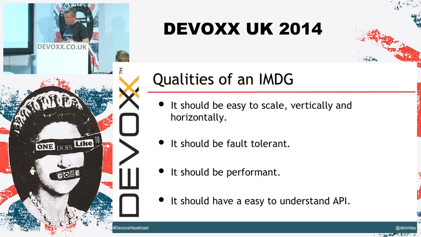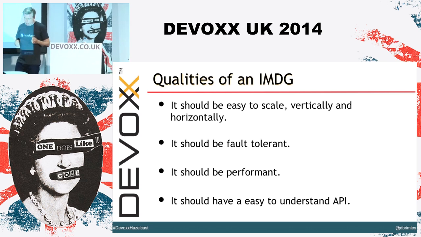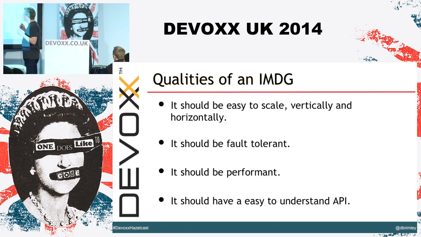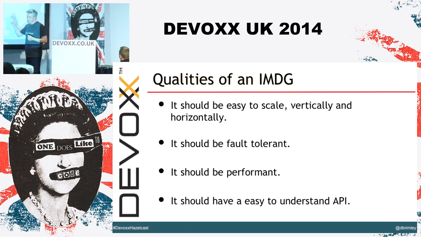So the qualities of an IMDG, what are they? Ideally, as we said, it should be easy to scale. And IMDGs, you should be able to scale them not only horizontally, but you should be able to scale them vertically now as well, so with things like off-heap. Previously you had a JVM, you could have maybe 5, 10 gigabytes on the JVM before you started getting problems with garbage collection. Now with off-heap, you can make those JVMs a lot larger.